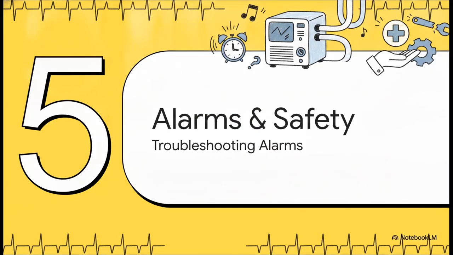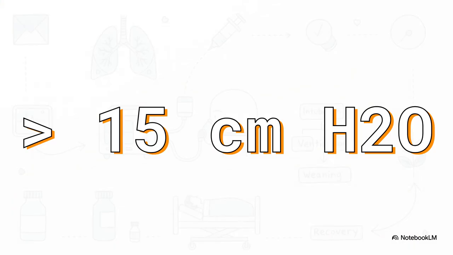Section 5. Alarms and Safety. Troubleshooting alarms. With the patient securely on the machine, our priority shifts immediately to safety. These are incredibly powerful devices, and nurses rely heavily on critical alarms to ensure the patient isn't being harmed. First and foremost, we have to keep a strict eye on the pressure. If the ventilator pushes air with a pressure exceeding 15 centimeters of water, we are officially in the danger zone. Exceeding this limit dramatically increases the risk of barotrauma. Barotrauma simply means pressure-induced injury, which in this context means a literal rupture of the lung tissue. This is an absolute emergency.